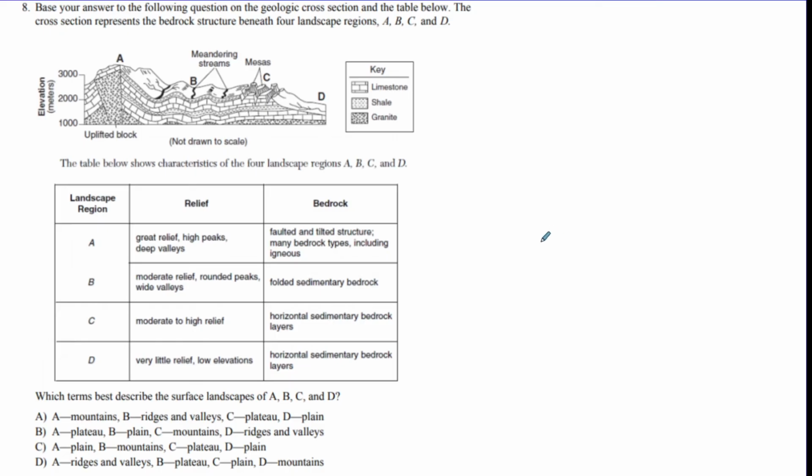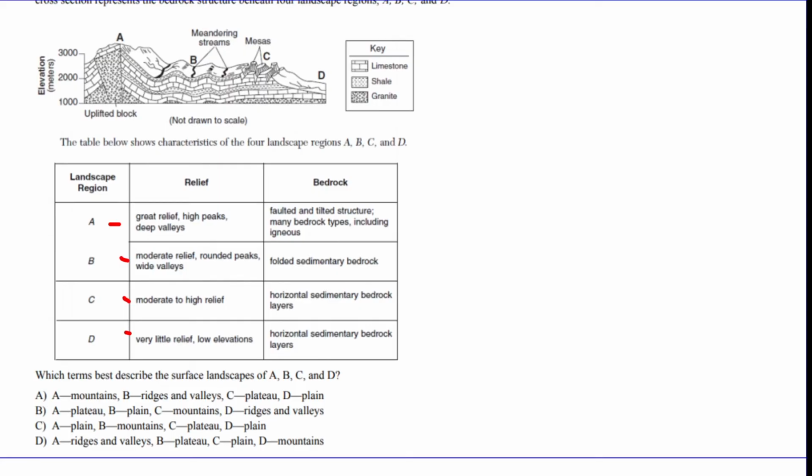All right. Which term best describes the landscapes of A, B, C, and D? So you have to look at these and pick the one that would define it correctly. Hopefully you got the answer of A. Mountains is the great relief and high peaks. Ridges and valleys is going to be rounded peaks, wide valleys. Plateau is moderately high to high relief, and you got that horizontal flat bedrock like this. And then you got your plains, which is going to be flat.